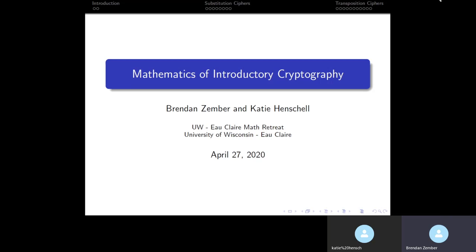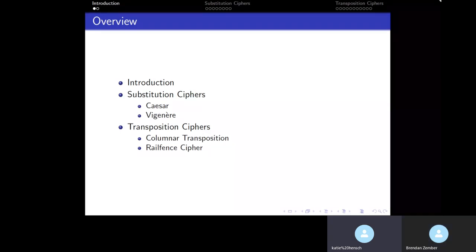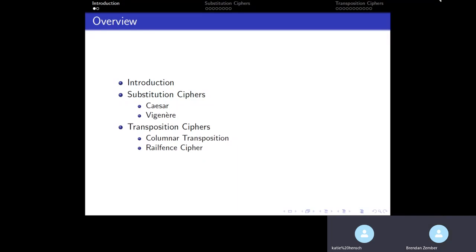mathematics of introductory cryptography for the Math Retreat of 2020. In this presentation, we'll be going over the history and encryption processes for the ciphers shown, as well as the analysis of the math. We've broken it into substitution and transposition ciphers to give a basic understanding of the math involved with these two types of hand ciphers.